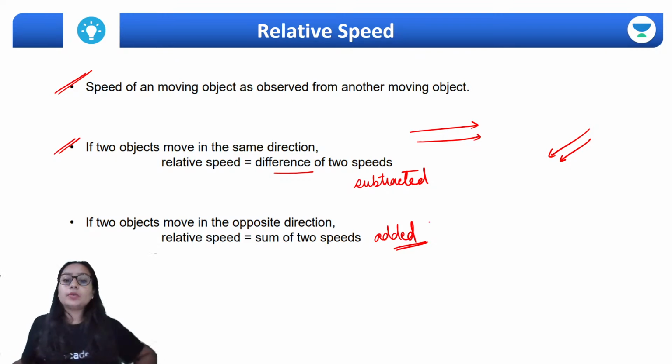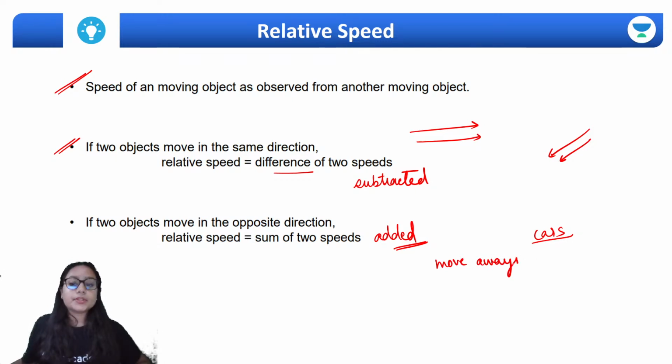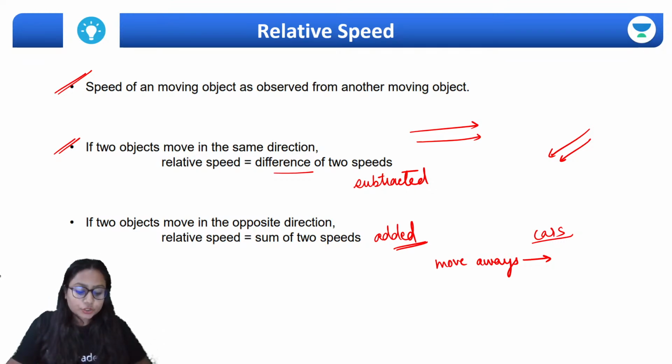Now can you tell me, when two cars move away from each other, what happens to their speeds? Are the speeds added or subtracted? Everyone please answer. Praveen, Chetna, Aditya, Bharat, Tanya, Tarun, Shubham, Chaitanya. Everyone please answer quickly.